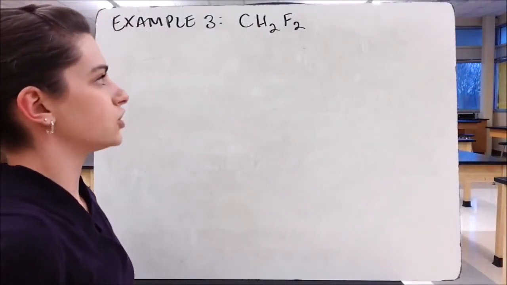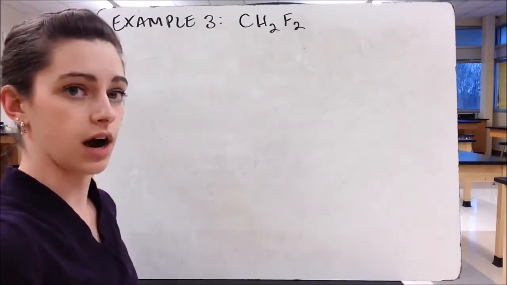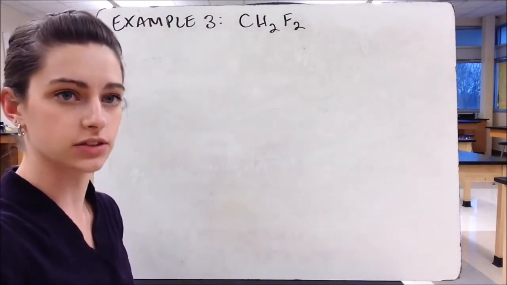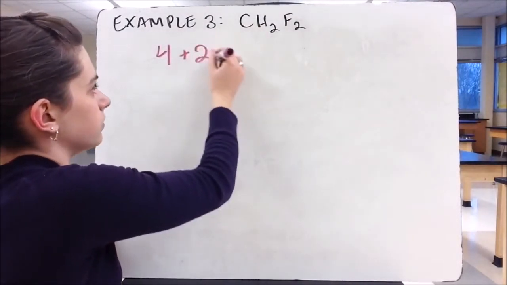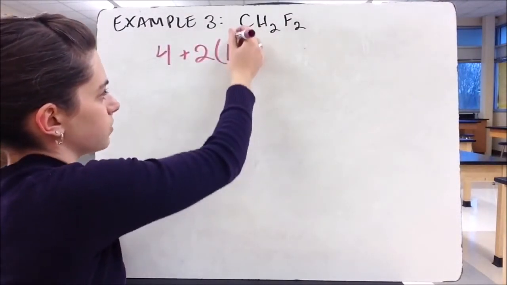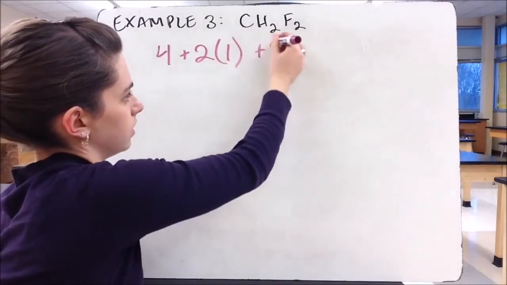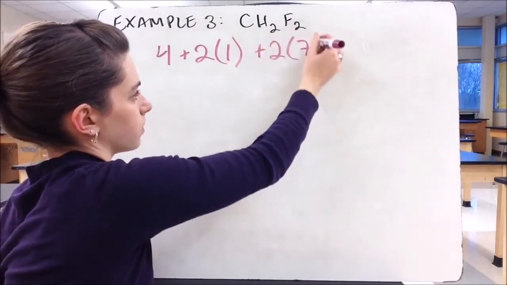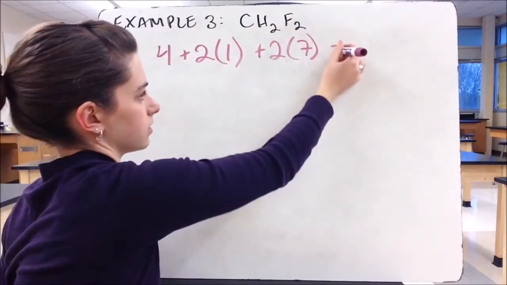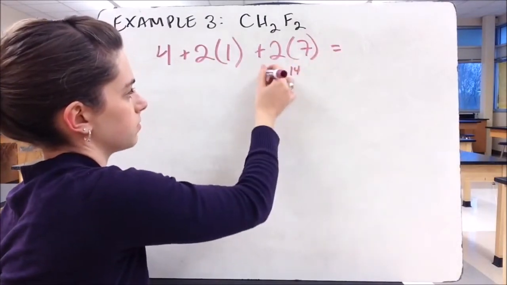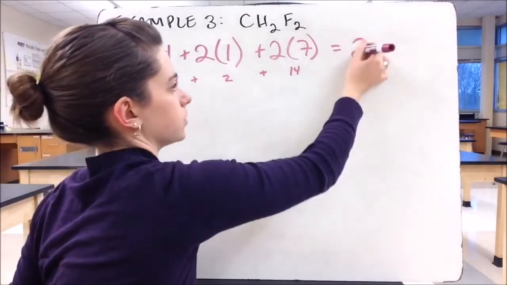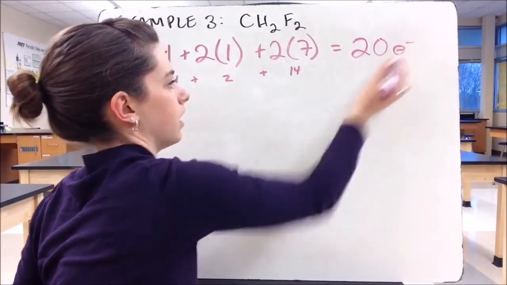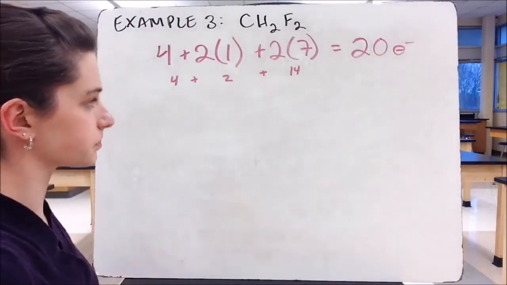So we have CH2F2. Our first task is to count valence electrons. Carbon is going to have 4. We have 2 hydrogens, each with 1 valence electron. We have 2 fluorines, each with 7 valence electrons. So we have 14 plus 2 plus 4, which gets us to a total of 20 electrons to work with.